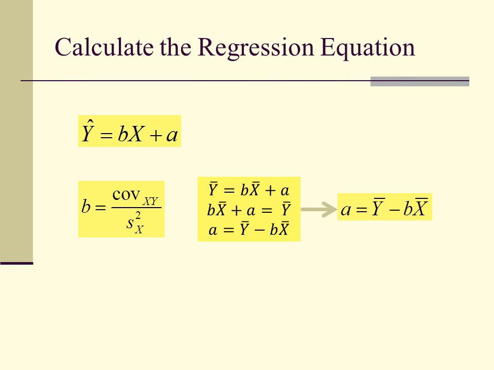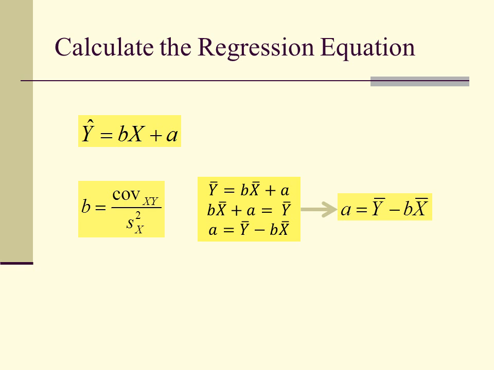Next, we will learn how to calculate the regression equation. Y hat equals bx plus a. b is the slope and a is the intercept. The equation for b is the ratio of the covariance of xy and the variance of x. So we need to find out the covariance and the variance of x.